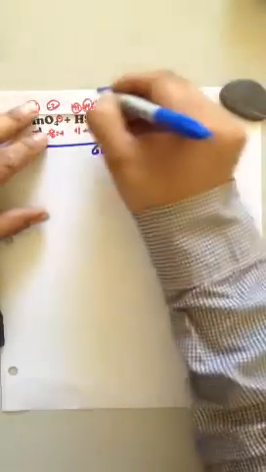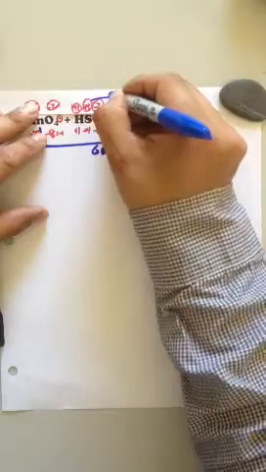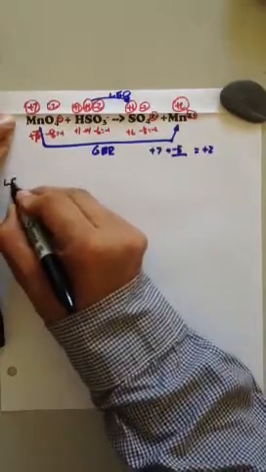Sulfur here goes from +4 to +6. That's losing electrons. So that is going to be our oxidation. Okay. Well, then you got to break apart each half reaction. Let's do the oxidation half reaction.